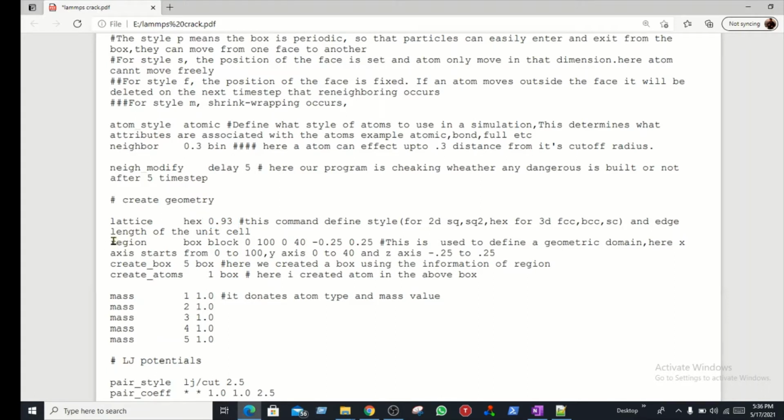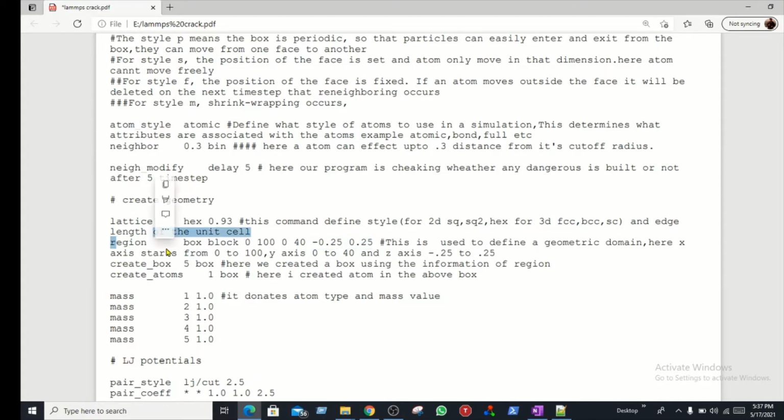Okay, and after it we are going to declare a region of this simulation box. The limit of the x-axis is 0 to 100. The limit of the y-axis of the simulation box will be 0 to 40, and the limit of the z-axis will be minus 0.25 to plus 0.25.